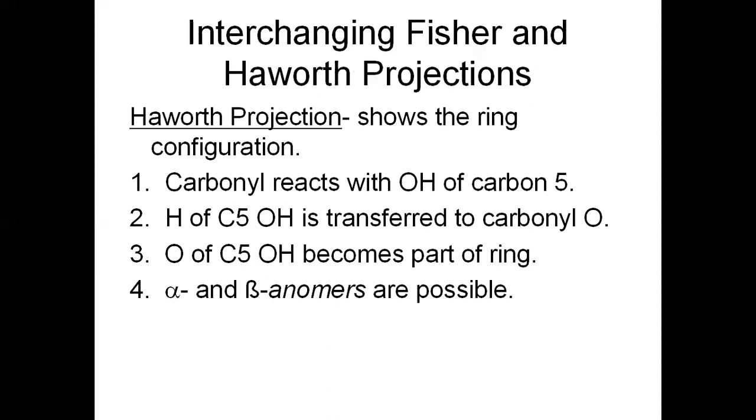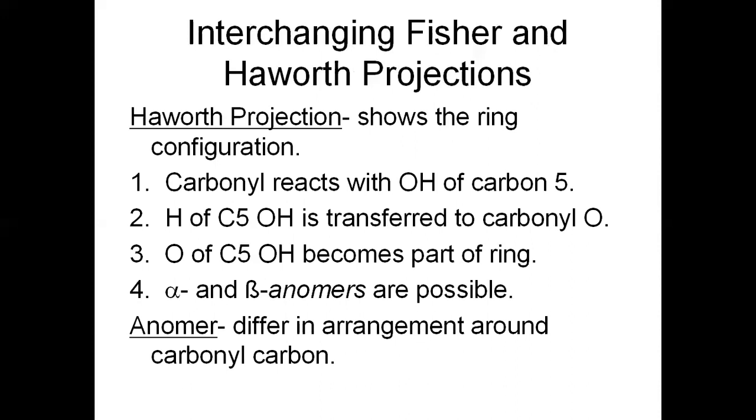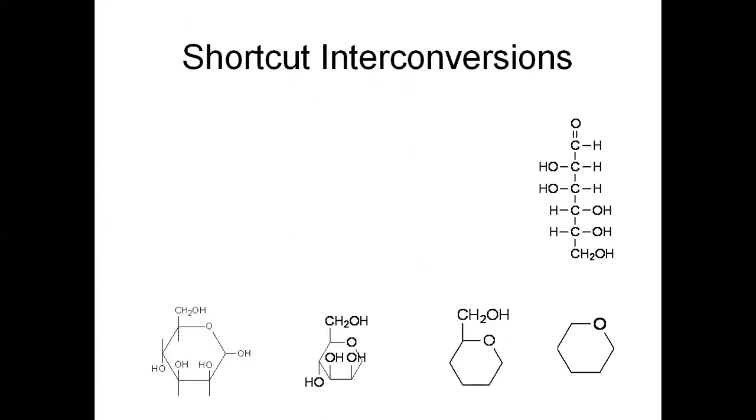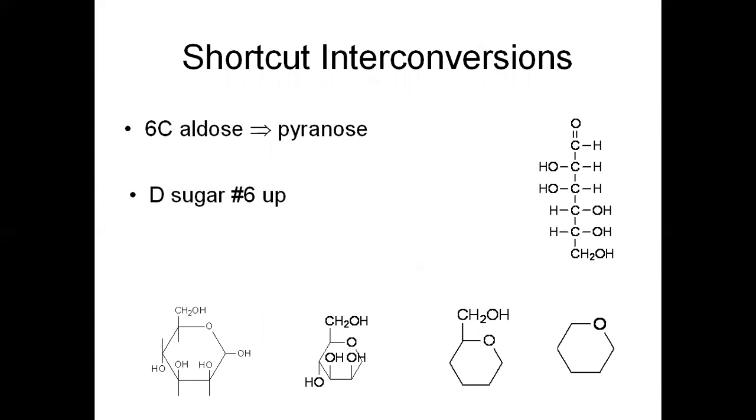We can very methodically step through the way a ring forms, but it is useful to know a shortcut. And that is, if we see a 6-carbon aldose, such as the one shown on this slide, we should automatically think it will occur in the pyranose form. Secondly, in D sugars, the number 6 carbon is always pointing up.